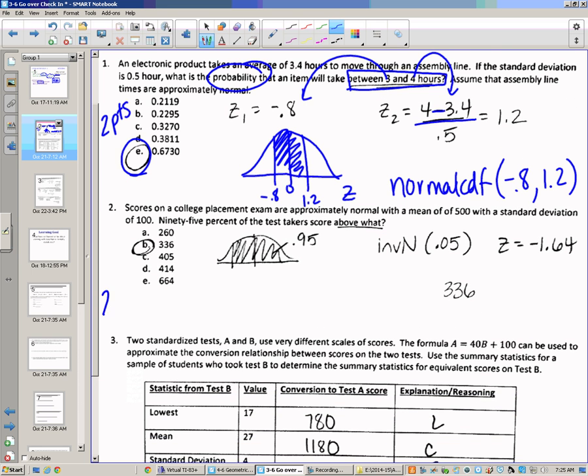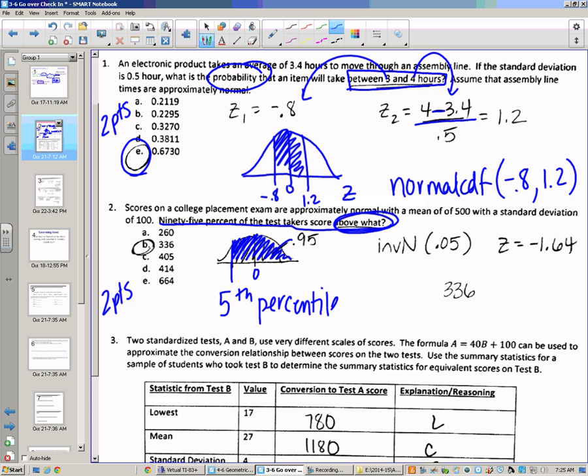Question 2 was also 2 points. Okay, this one, it says 95% of the test takers score above what? So that means they are below average. The majority were going above. Here's 0. That means this is in the 5th percentile. A couple of you drew this picture backwards and you did below instead of above. So we're doing inverse norm to get our z-score. And then what I set up was, okay, negative 1.64 equals what we're trying to solve, minus the mean, which was 500, over the standard deviation of 100. I solved that for x and I got 366.